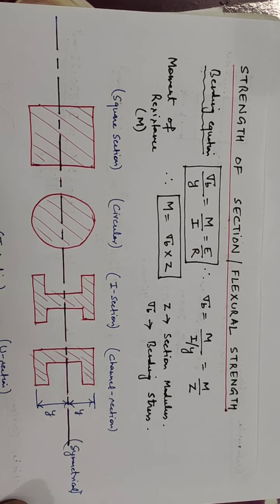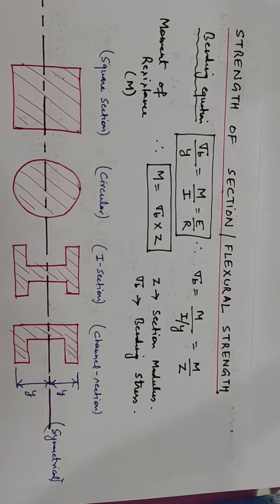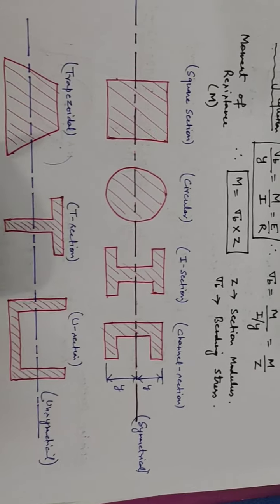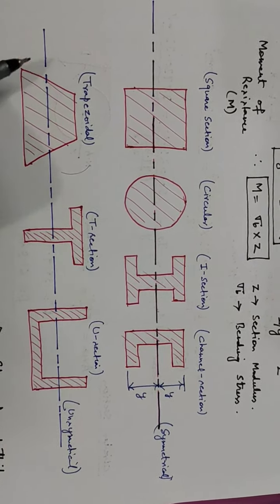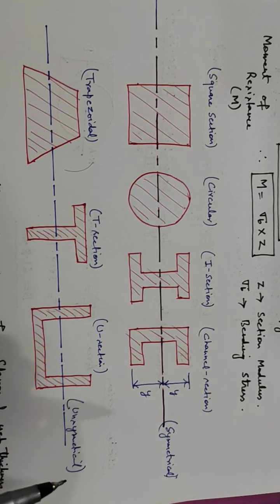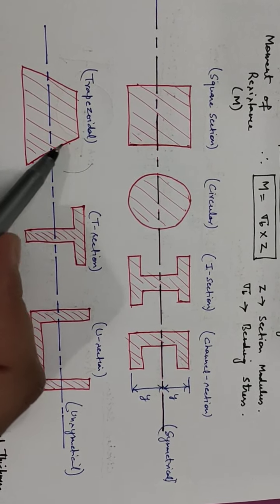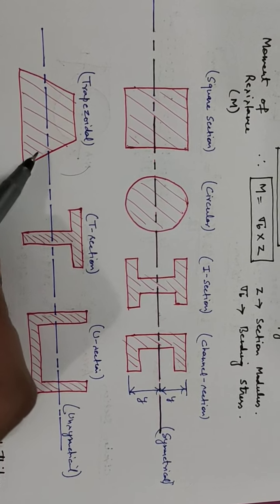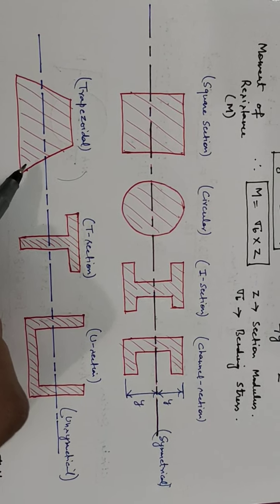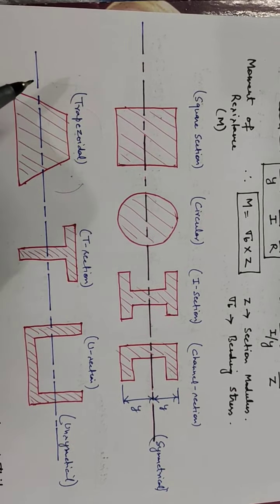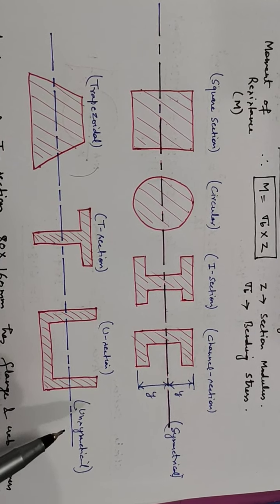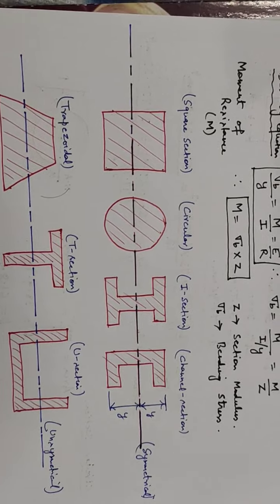So these are said to be symmetrical sections of the beam, whereas trapezoidal section, I section, U section are said to be unsymmetrical sections, which means that this distance above the neutral axis and below the neutral axis will not be the same. So in this case, your neutral axis and central axis will coincide, and in this case your neutral axis and your central axis will not coincide.